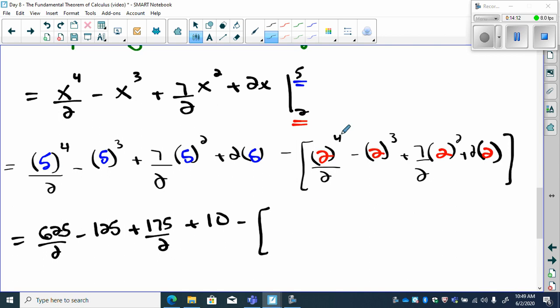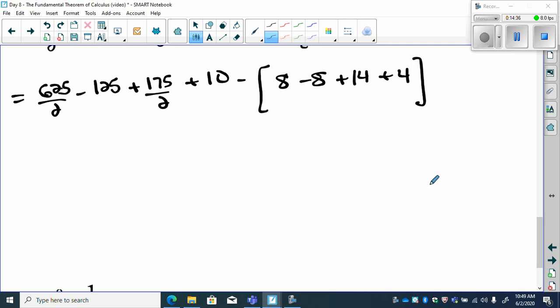Minus 2 to the 4th, that's 16. Divided by 2 would give me 8. Minus 8. 2 cubed is 8. 2 squared, that is 4. Times 7 gives me 28. Divided by 2 gives me 14. And then I have a 2 times 2, which is 4. Now I'm going to work these out.